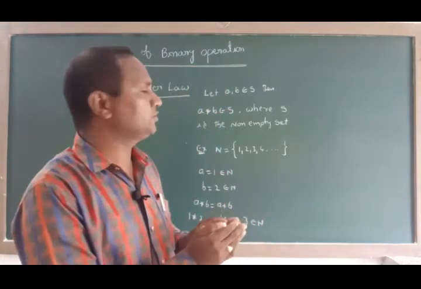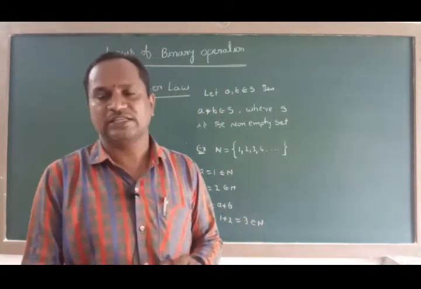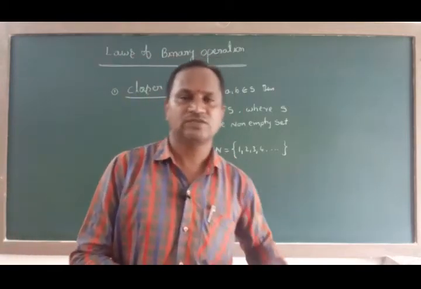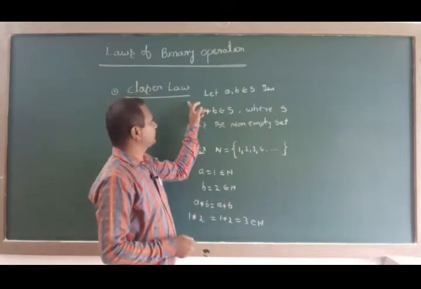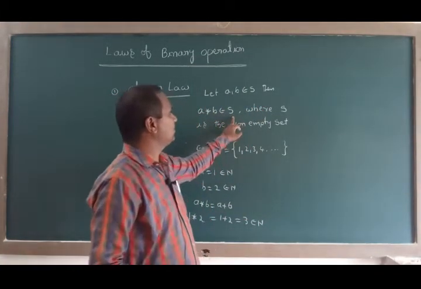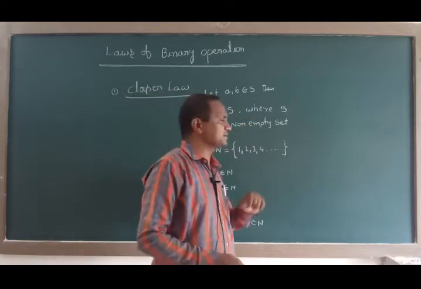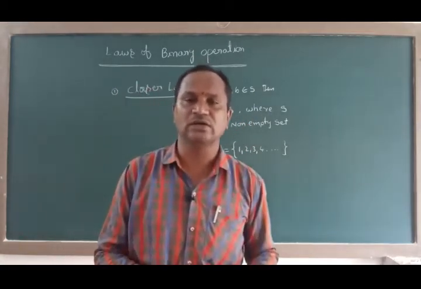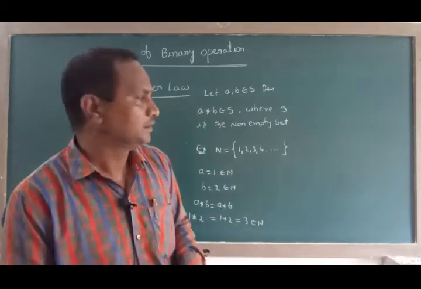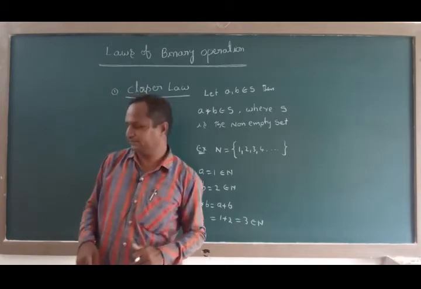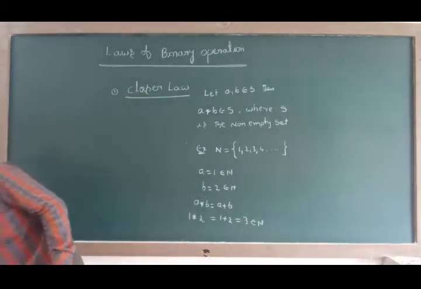Like that we are checking with the help of numbers in case of closure property. That's what the closure property definition is: if A, B belong to S, then A star B belongs to capital S, where S is the non-empty set. Then this type of law is called closure law. Next we'll discuss the next law, the associative law.